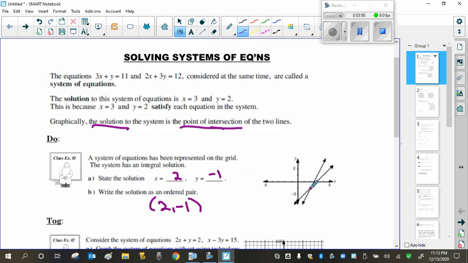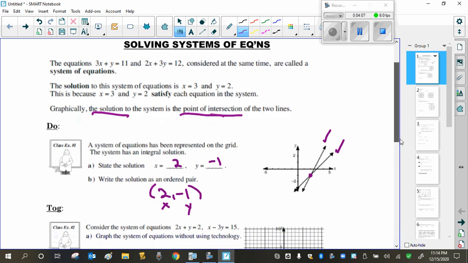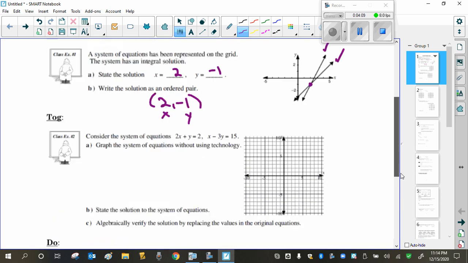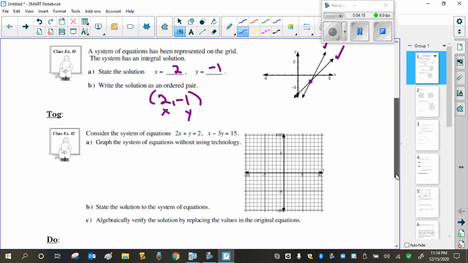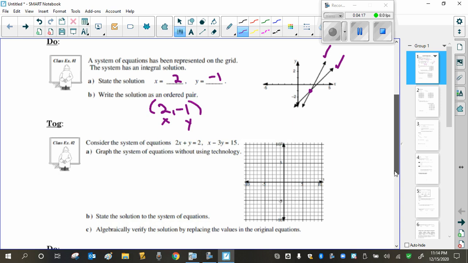So if we were to substitute x equals 2 and y equals -1 on this line, the left-hand side would equal right-hand side, and on this line, the left-hand side would equal right-hand side. It's called the solution of a system of equations. So those two lines are graphed for us already, but we need to graph two lines and see where they intersect. That's what we're doing.